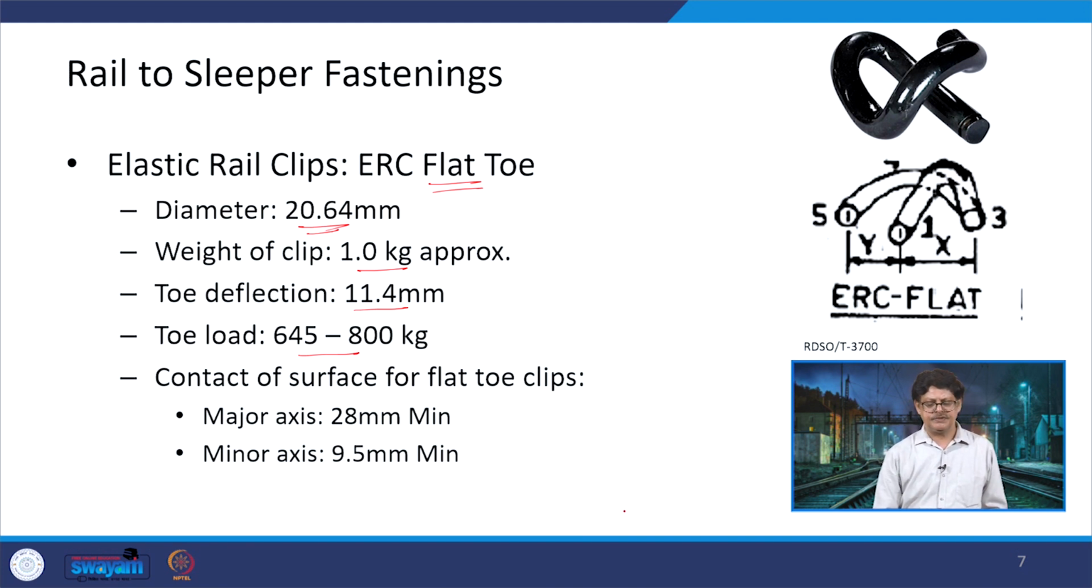The only difference which is coming is in terms of the contact area. In the case of contact area, on the major axis it is 28 mm minimum, in the case of minor axis it is 9.5 mm minimum. So, whatever the contact area is getting created, based on the way it is being put on the rail, that contact area is being taught.